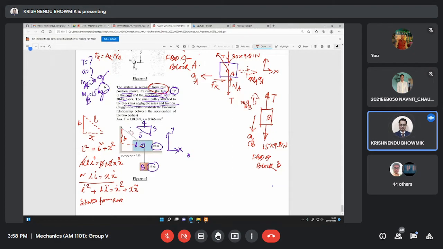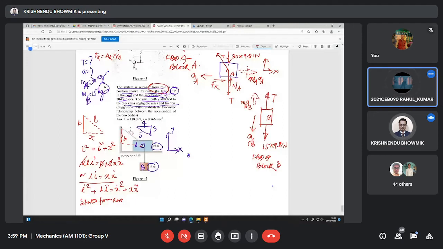Okay. It has started from rest. So it was released from rest. If it starts from rest, then L dot or L double dot, which one will be 0? Velocity or acceleration will be 0? Velocity, sir. Velocity. Yes, yes. That is 0.